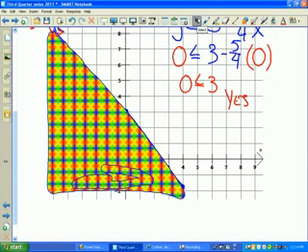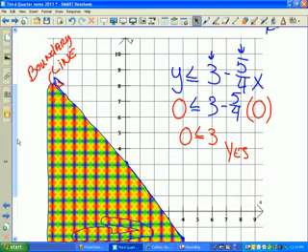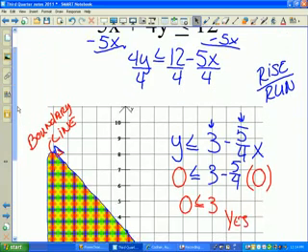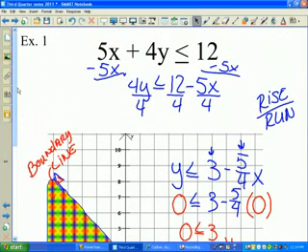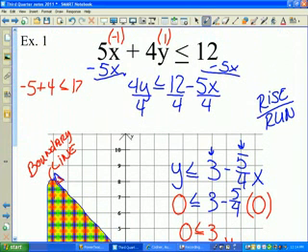So if we pick the point, how about (-1, 1)? That means I will put a negative 1 for my x and a 1 for my y. 5 times negative 1 gives me negative 5, plus 4, less than or equal to 12. Negative 5 plus 4 gives me negative 1, less than or equal to 12. Is that a true statement? Yes, it is.